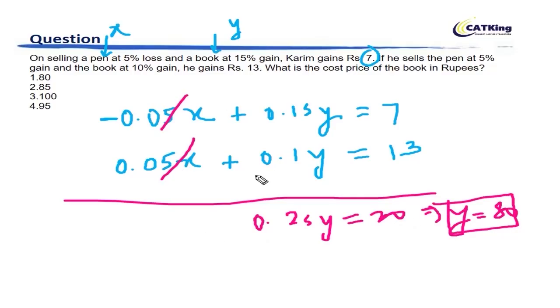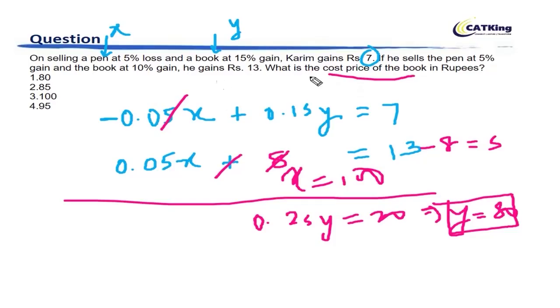Now y is equal to 80, put in any of these equations and find out x. So if you put y is equal to 80 here, this becomes 8. Now if you subtract 8 from here, 13 minus 8 becomes 5, and therefore x becomes 100.